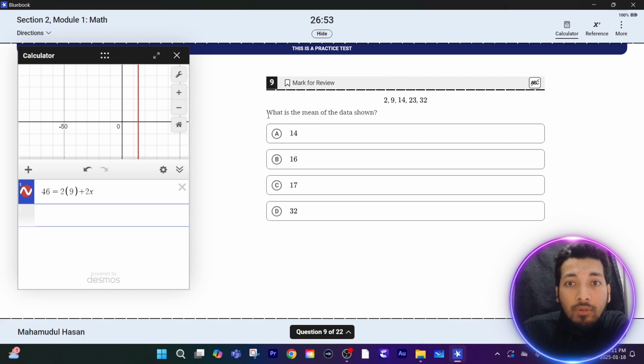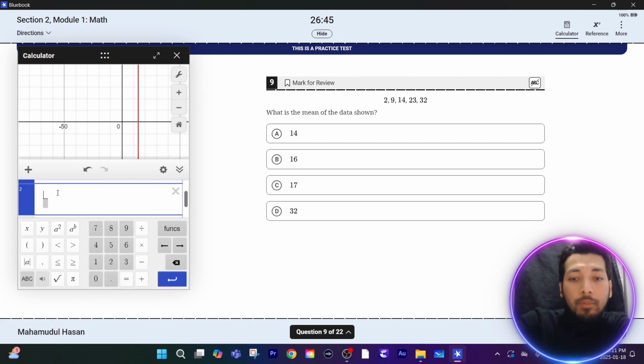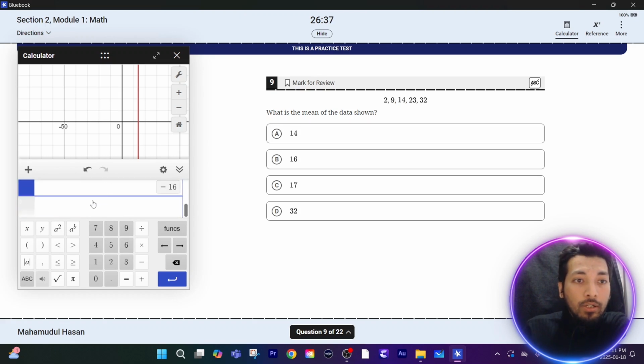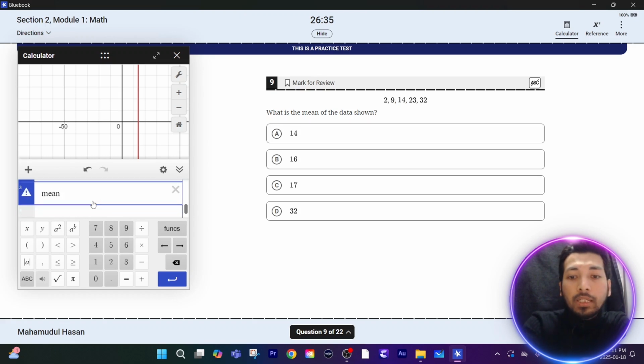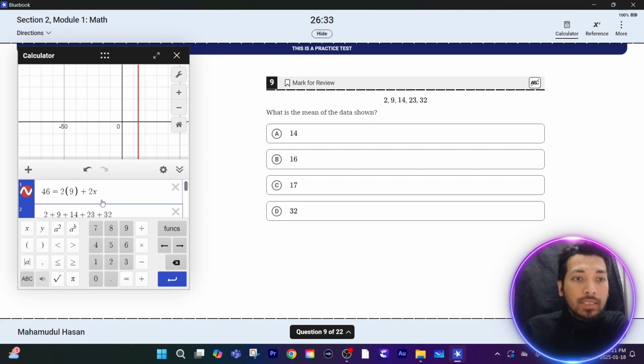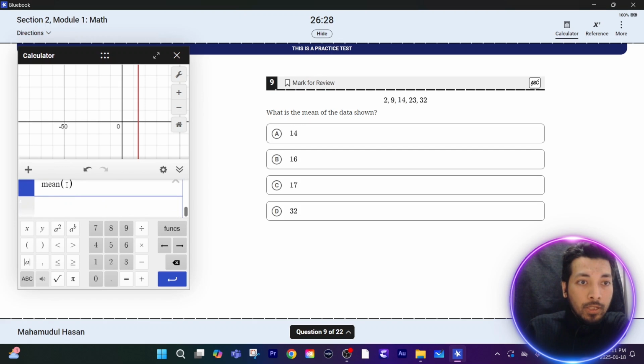What is the mean of the data shown? So we have 5 data points, 2, 9, 14, 23, 32. So you can just add them up. 2 plus 9 plus 14 plus 23 plus 32 divide by 5. Or you can also simply do mean, open parentheses, copy these 5 data points and put it here.